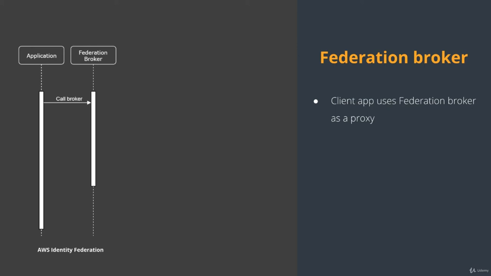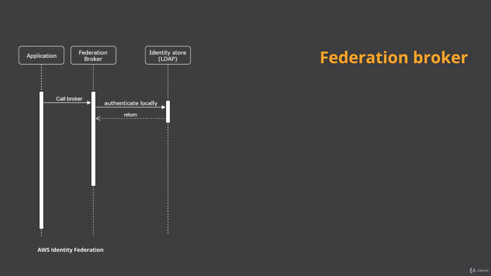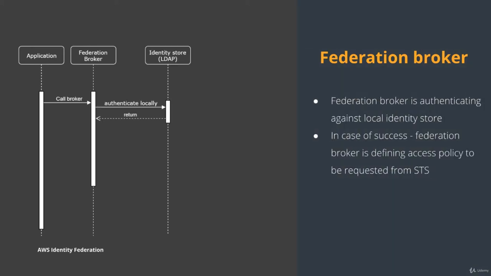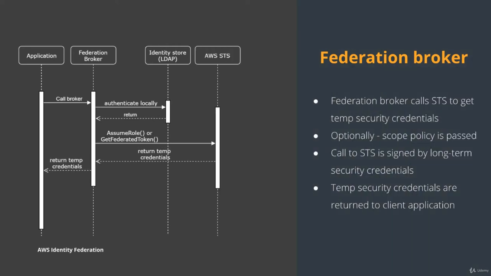First, application calls a Federation Broker for authentication. Note, client app is not calling any other component for authentication. Then Federation Broker authenticates the user against the local identity store. Then Federation Broker should decide what exact permissions should be granted to a given user in AWS. Federation Broker should use internal logic to make this decision.